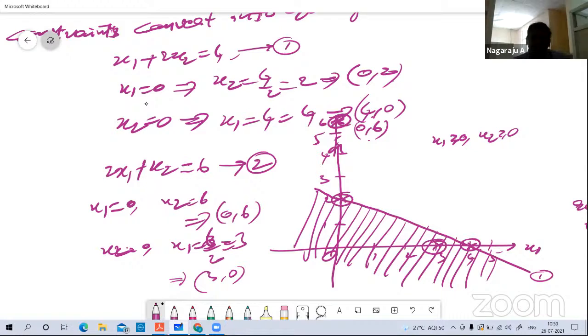Joining these 2 points, this is equation 2. Now the inequality is clearly a less than or equal to constraint. For a less than or equal to constraint, as I already mentioned, you draw the region towards the origin side. Origin means this side. So here I'm drawing the region.